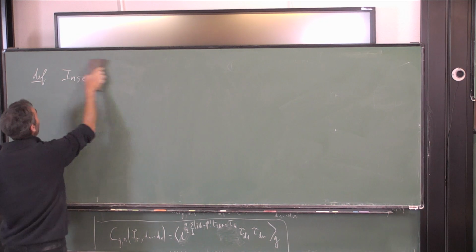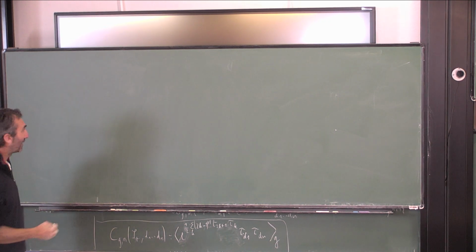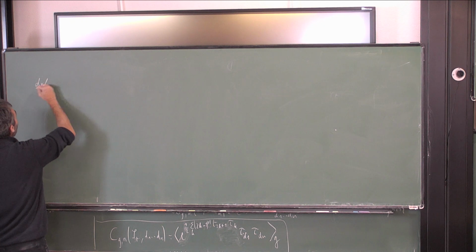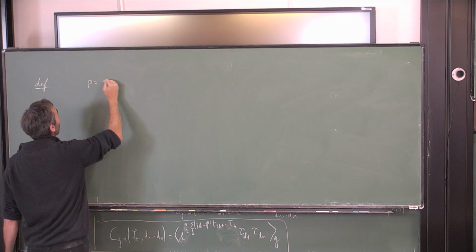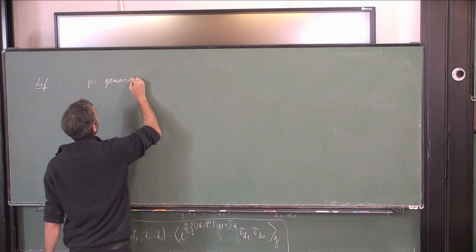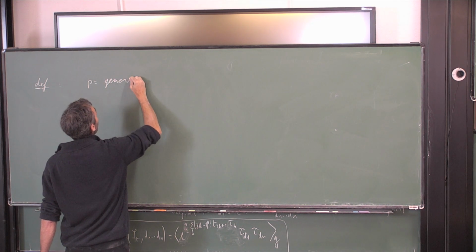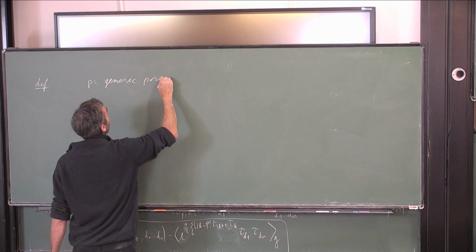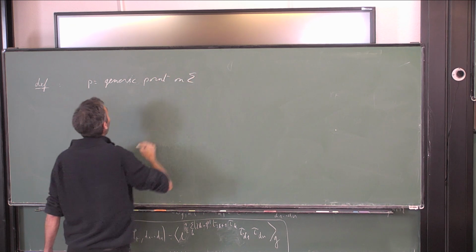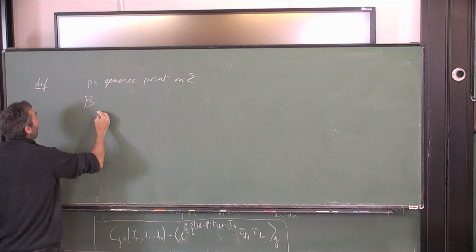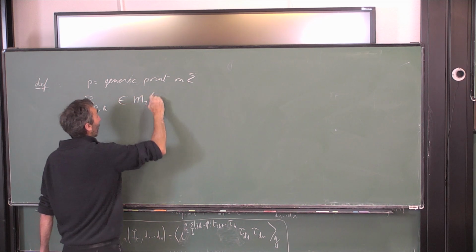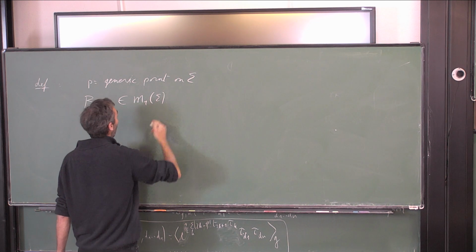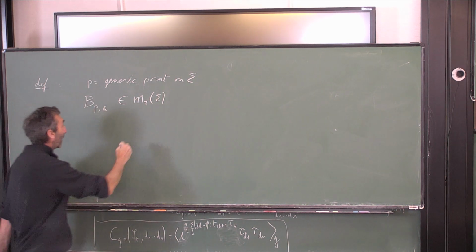Well, okay, sorry, before that, I need to introduce a family. So, let me define. Definition: for every P, let's say P is a generic point on sigma, let me introduce this B_{p,k}, a general cycle. So let me define it in this way.